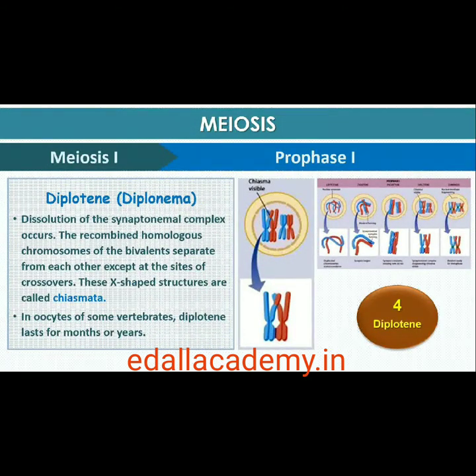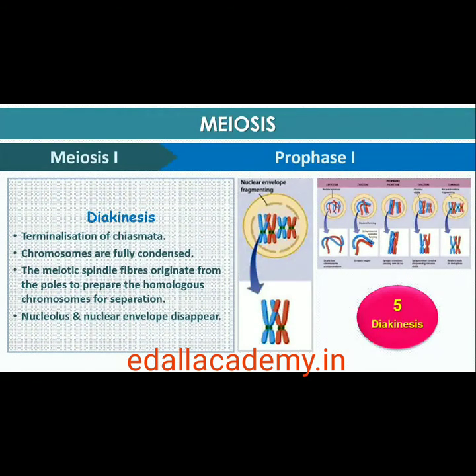The beginning of diplotene is recognized by the dissolution of the synaptonemal complex and the tendency of the recombined homologous chromosomes of the bivalents to separate from each other except at the sites of crossovers. These X-shaped structures are called chiasmata. In oocytes of some vertebrates, diplotene can last for months or years. The final stage of meiotic prophase I is diakinesis. This is marked by terminalization of chiasmata. During this phase, the chromosomes are fully condensed and the meiotic spindle is assembled to prepare the homologous chromosomes for separation. By the end of diakinesis, the nucleolus disappears and the nuclear envelope also breaks down. Diakinesis represents transition to metaphase.